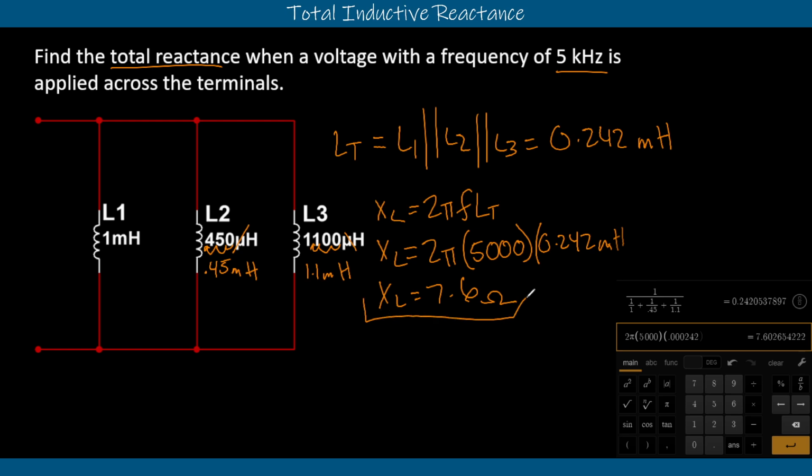So if we're going to use Ohm's law, if we're going to need to calculate the net reactance or the total reactance, the current, any of that, the voltage drops, we need to make sure we're using XL.